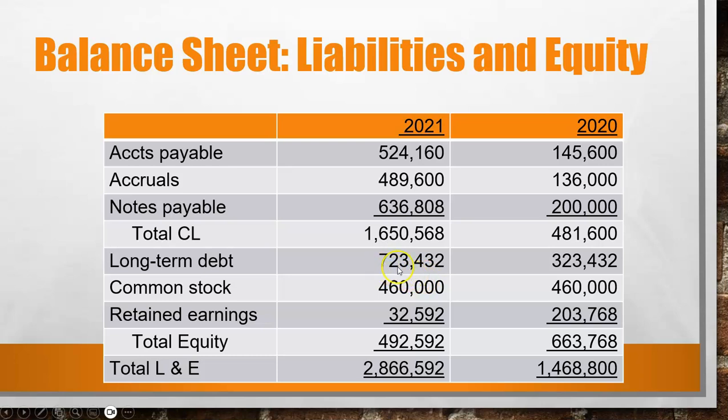So our long-term debt is now 723 versus 323, went up 400,000. Our common stock did not change, so we borrowed money to buy stuff. Our retained earnings was only 32,000, and our total equity is 492. Total liabilities and equity 2.8 from 1.4. Our retained earnings went down 170,000, so we lost money last year.